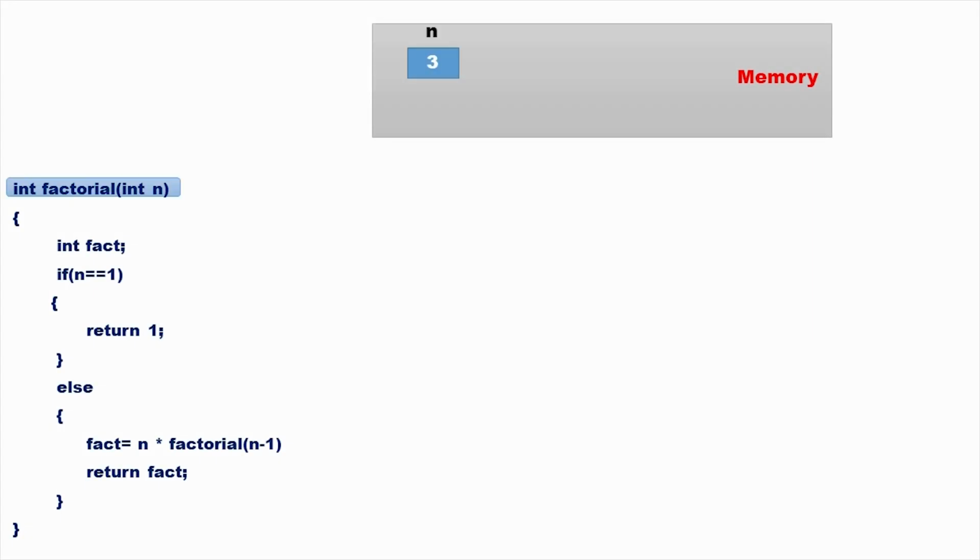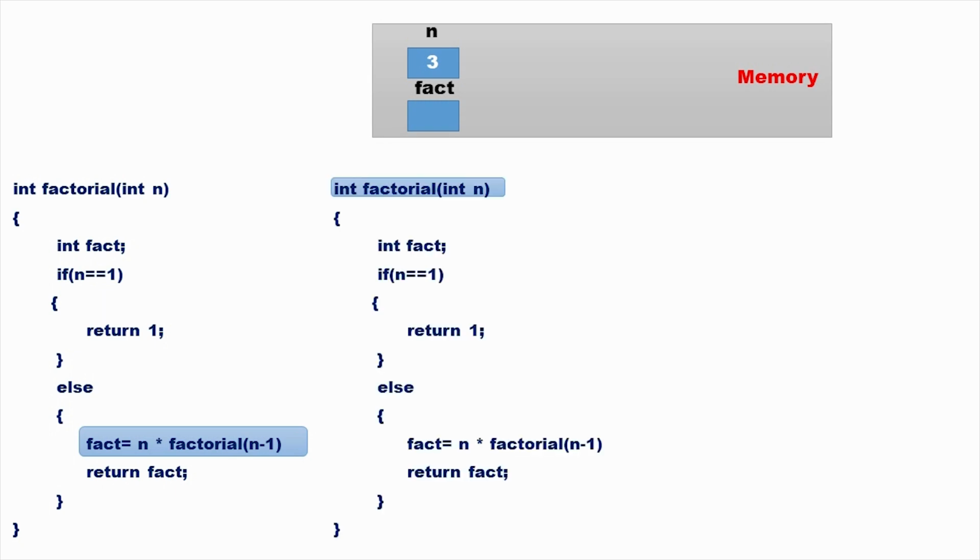Let us take n as 3. Take another variable fact to store the factorial. n equal to 1, condition false, go to the else part. fact equal to n into factorial of n minus 1. In this statement, the function call has higher precedence. The function call calls the function itself. So, the control goes to the beginning of the function and execution starts again from the beginning.